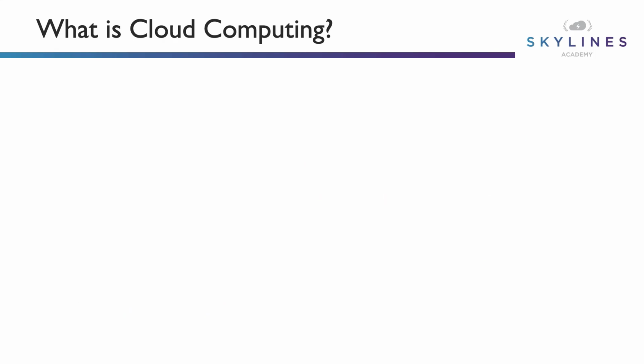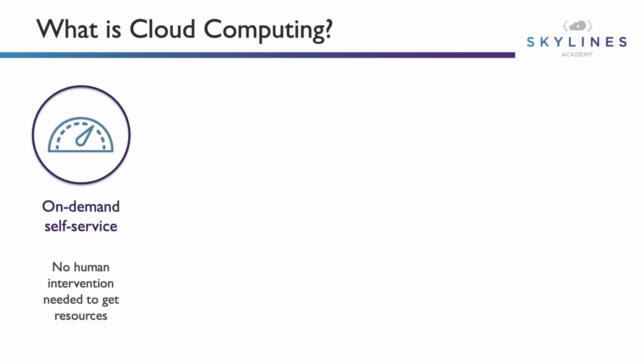What does it really mean? What is cloud computing? We know people are moving from the data center to cloud. We know people are building applications in the cloud using modern architectures. But what is the heart of all of it? Well, we divide it up into 5 major areas. Number 1, it allows on-demand self-service. So no human intervention needed to get resources.